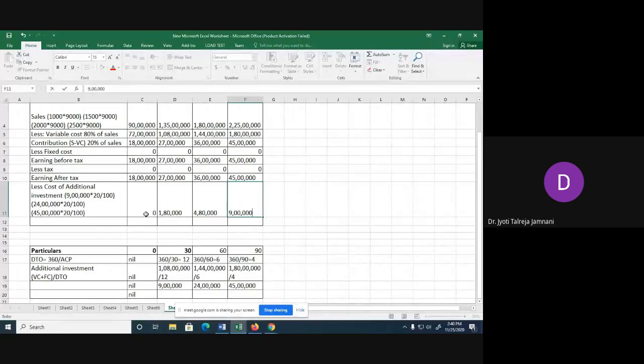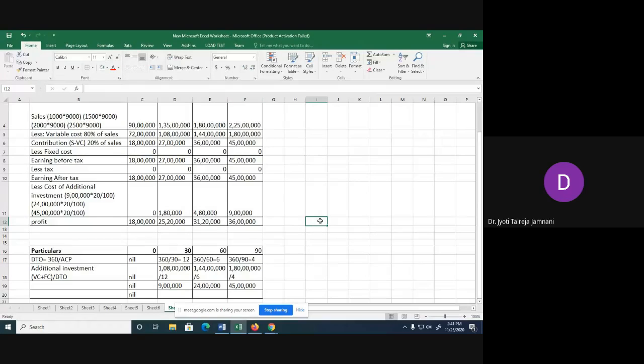So we have to minus this from earning after tax to get the profit figure. So 18 lakh minus 0 is 18 lakh. And 27 lakh minus 1 lakh 80,000 is 25 lakh 20,000. 36 lakh minus 4 lakh 80,000 is 31 lakh 20,000. 45 lakh minus 9 lakh is 36 lakhs. So this is the profit.